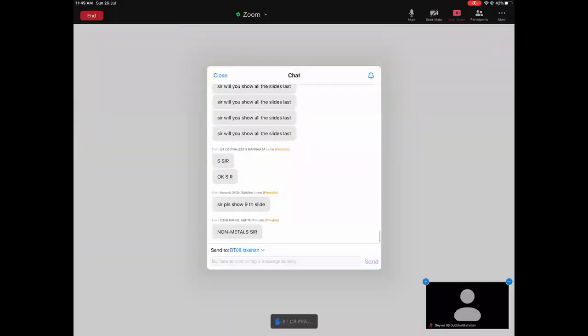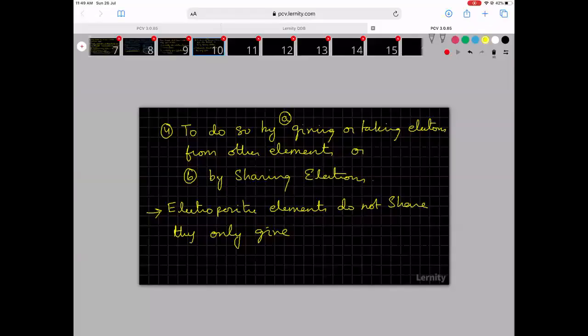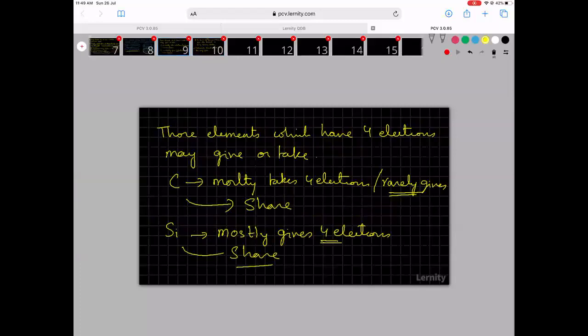Yes, slide 9. Okay, I am in 10. Here is 9. Those elements which have 4 electrons may give or take. Carbon is a non-metal. It wants to take, but it also gives, but mostly it will share. Silicon mostly gives, but it can also share. In fact, sharing is more predominant than giving or taking.